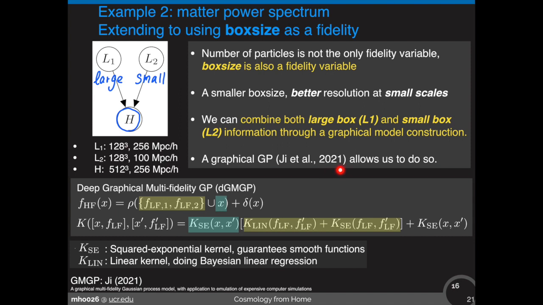The graphical model GP proposed by Ji et al. 2021 allowed us to do so. This is a modification of the NARGP model, where you just expand the input space for the rho function to include the output from the second low fidelity node. And here, the special thing is that we include a linear kernel for the output from the previous fidelity. This makes sense because a linear kernel in a Gaussian process is basically doing Bayesian linear regression. And what we are trying to do here is linear regression from L1 and L2 to predict the high fidelity.